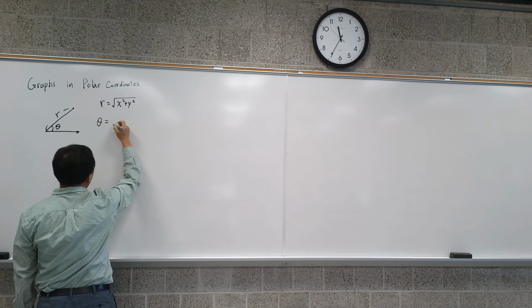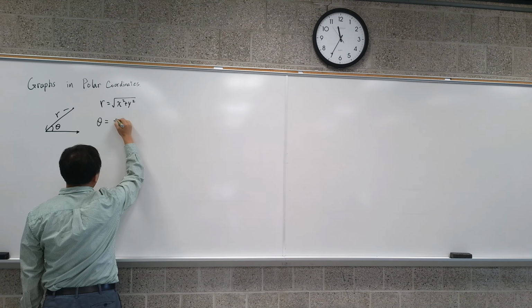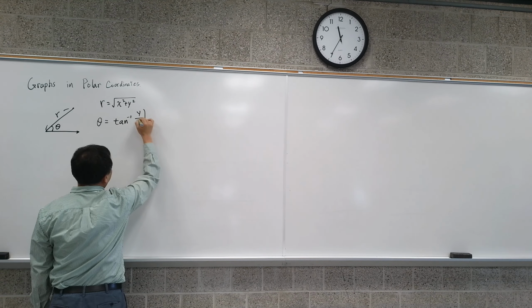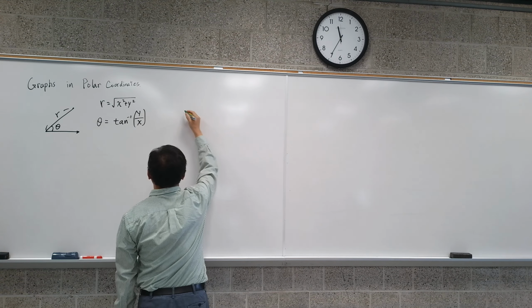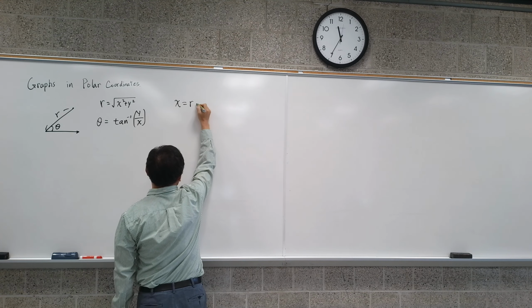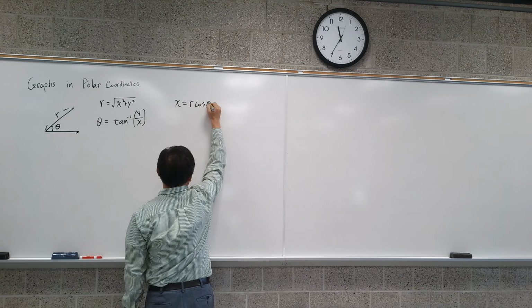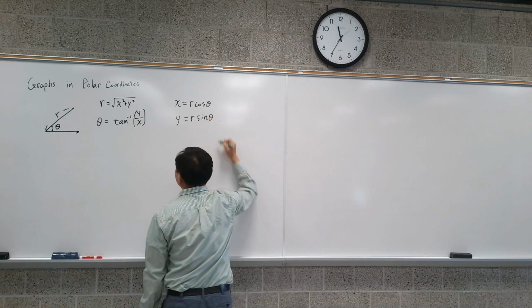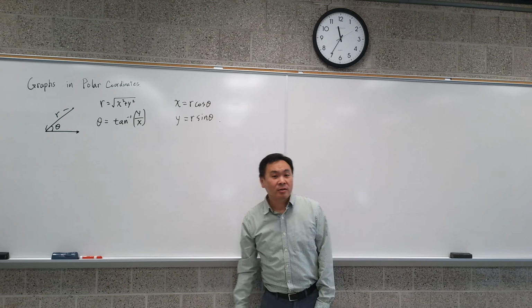Theta is equal to inverse tangent of y over x. And then x equals r cosine theta, y equals r sine theta. Okay, so that's the setup.